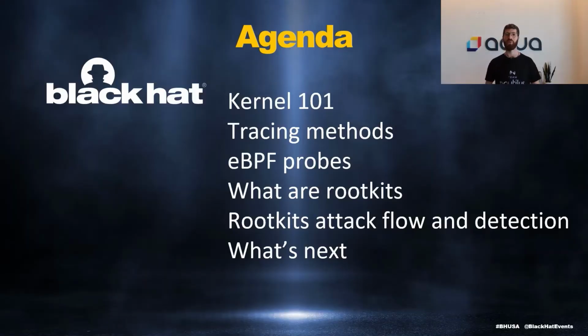So, what will we have today? First of all, we'll take a quick scoping around the kernel, to see what it is. Next, we'll go through the tracing methods available to us in Linux operating systems, and we'll focus more on eBPF and how it works. Then we'll see what rootkits are, and we'll present the results of our research, which is the rootkit attack flow and how to detect it. Finally, we'll see what's next for our open source project named Tracee.